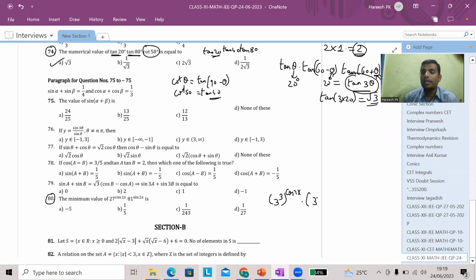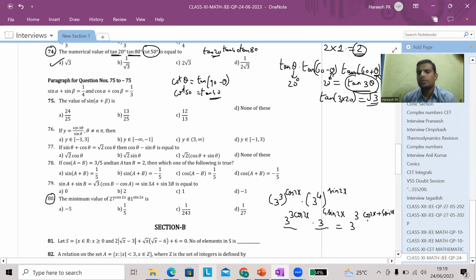And 81 is 9 square or 3 power 4 sin 2x. Now you can use (a power m) whole power n equals a power mn, and then when bases are same, powers get added. So finally it will become 3 cos 2x plus 4 sin 2x.